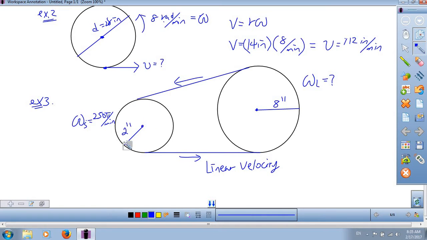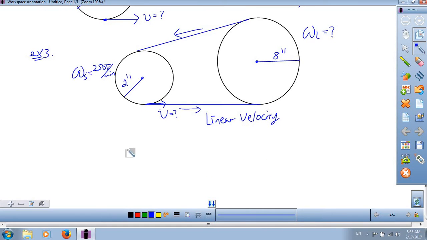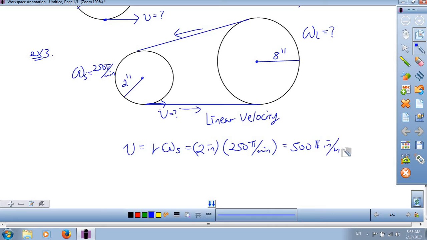So what we can do is calculate the linear velocity coming out of the small wheel, and then that linear velocity is going to get transferred to the angular velocity of the large wheel. So v is equal to r omega s, I'm sorry, omega s. That will be 2 inches times omega, which is 250 pi per minute. So that will give us 500 pi inches per minute. That is the linear velocity traveling across the belt.